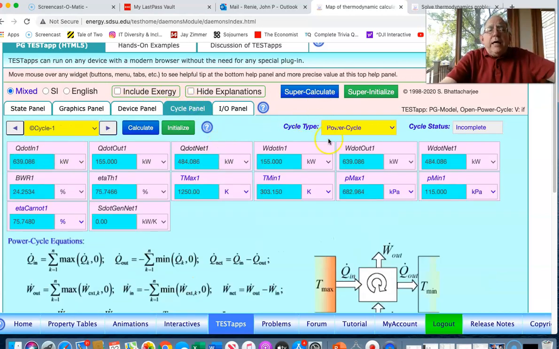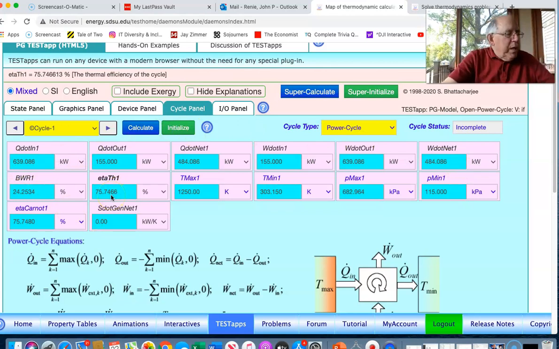We go to our cycle panel and we see here's the rejected amount of heat transfer. Here is the added heat transfer. The net heat transfer is this. Here is the work out. Here is the compression work. Here is the net work. And so the thermal efficiency is simply 484 divided by 639. And that shows up here as 75.7%.